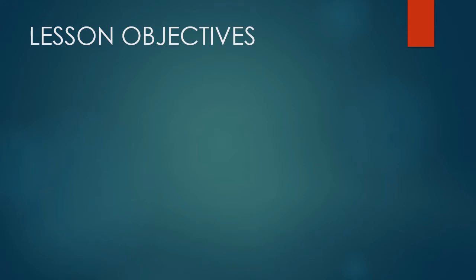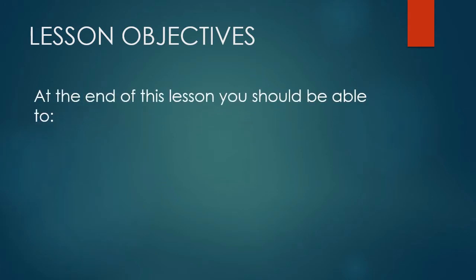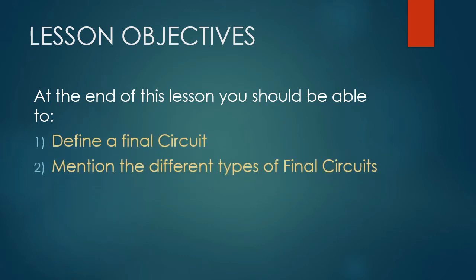So, we shall start by discussing the lesson objectives. The objectives of our lesson today are that at the end of this lesson, you should be able to: 1. Define a final circuit. 2. Mention the different types of final circuits.